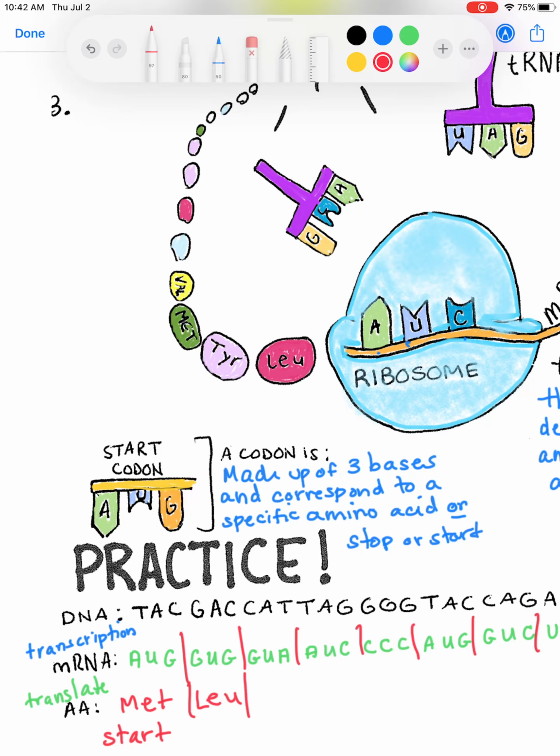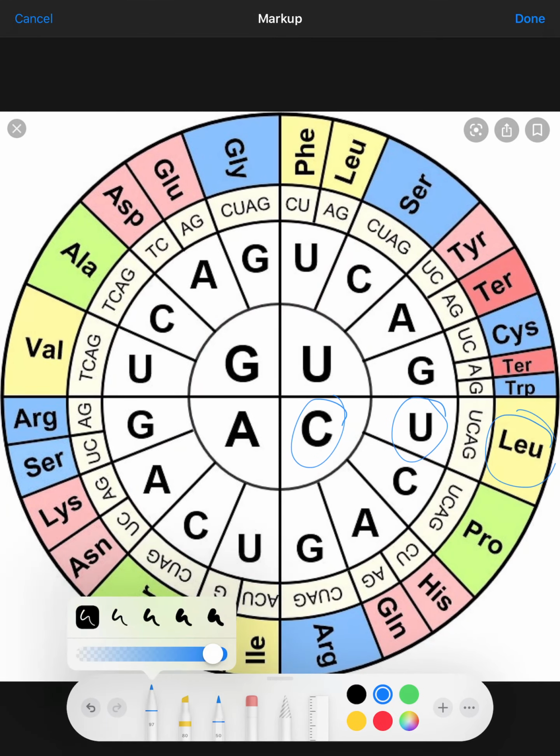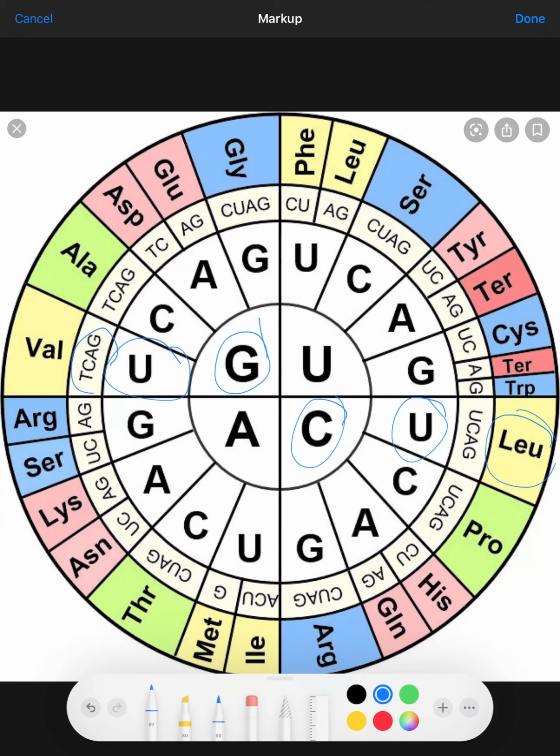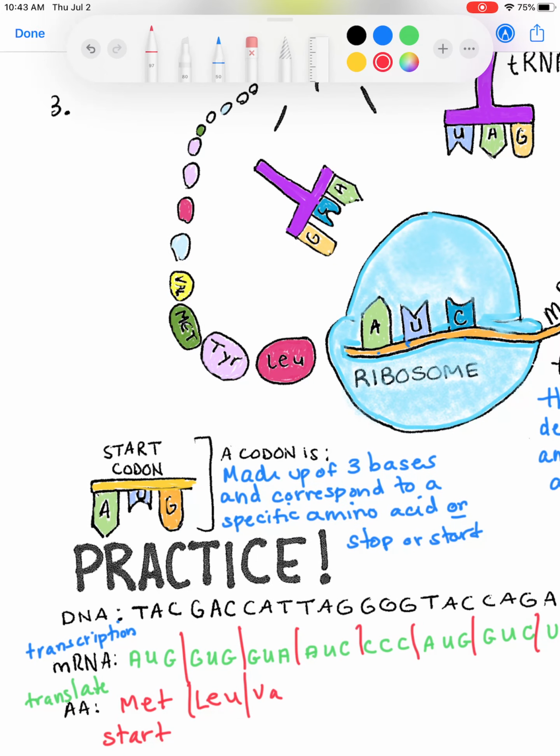So let's do one more, GUA. Okay, let's go back here. So we have G, we have U, and no matter what your third base is, it gives you valine. So let's write that, VAL. Okay, so you're going to continue with this sequence using your codon wheel or codon chart.